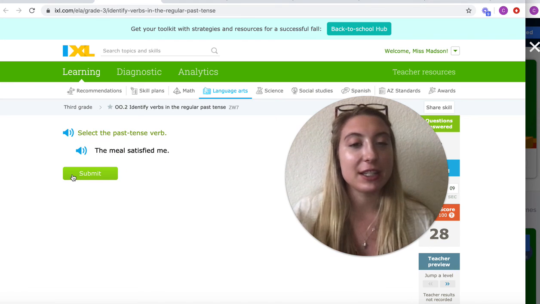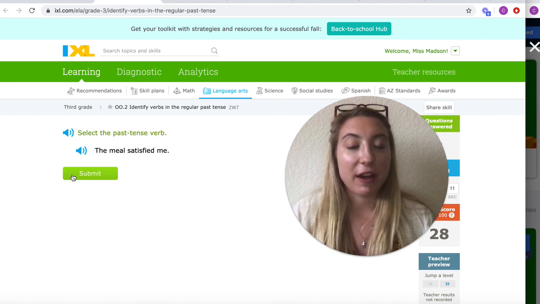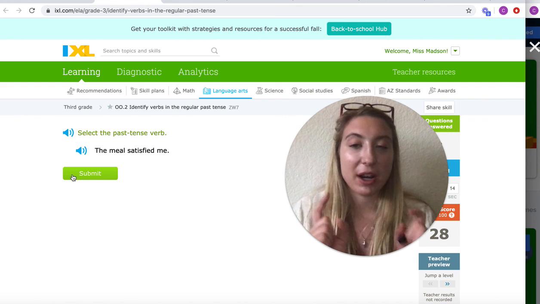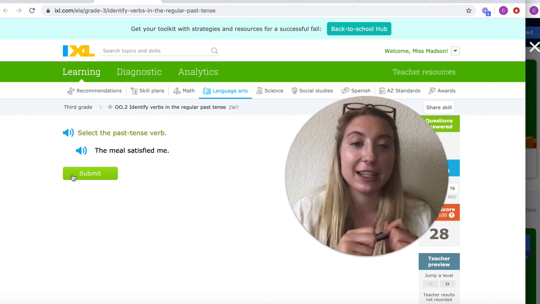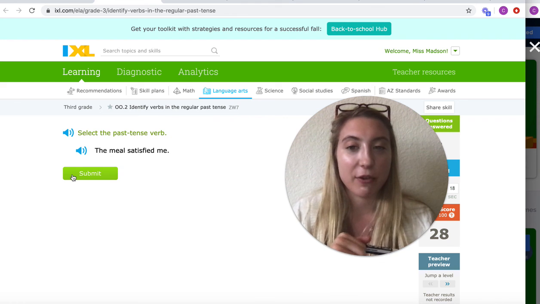And we've practiced in the first quarter about how to find a verb in a sentence. Now I want you to practice looking for the ending and see if it ends in an ed for our past tense.